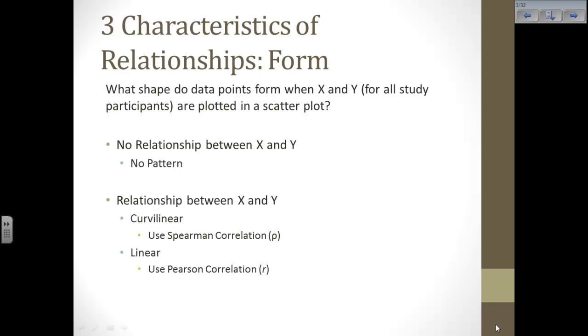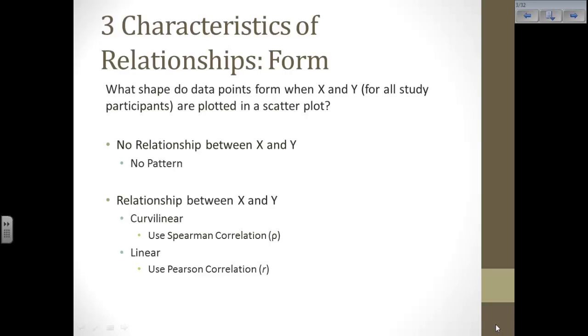So the first characteristic of relationships that I want to talk about is form. In other words, if you plot data points out in a scatter plot where the x-axis represents values for the independent variable and the y-axis, or the vertical axis, represents the values for y, the dependent variable, or the pseudo-dependent variable, what you think the dependent variable is, when you plot those out, you'll start to see a shape in your data. And that's what form is all about.